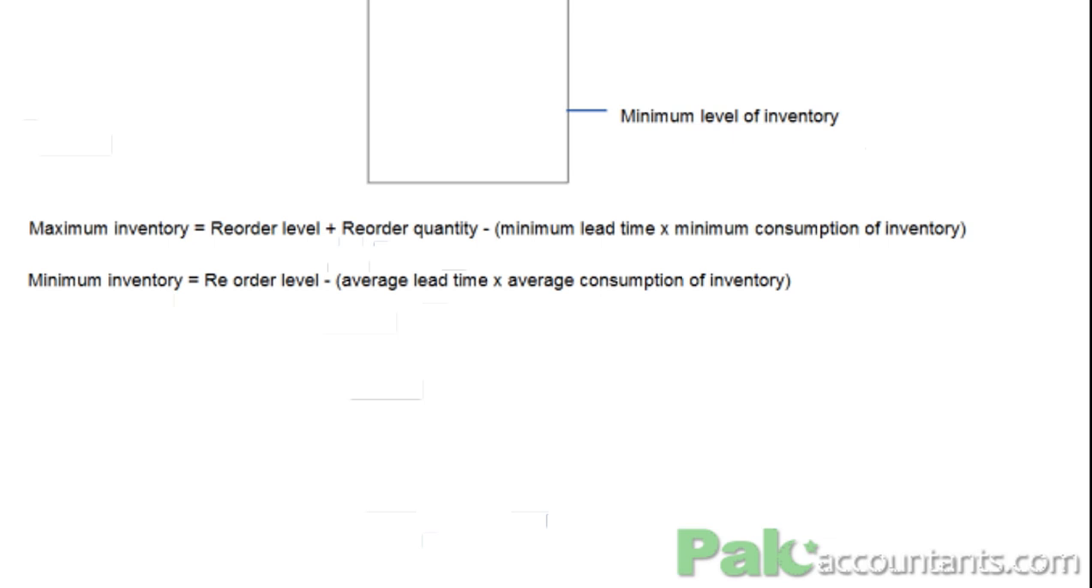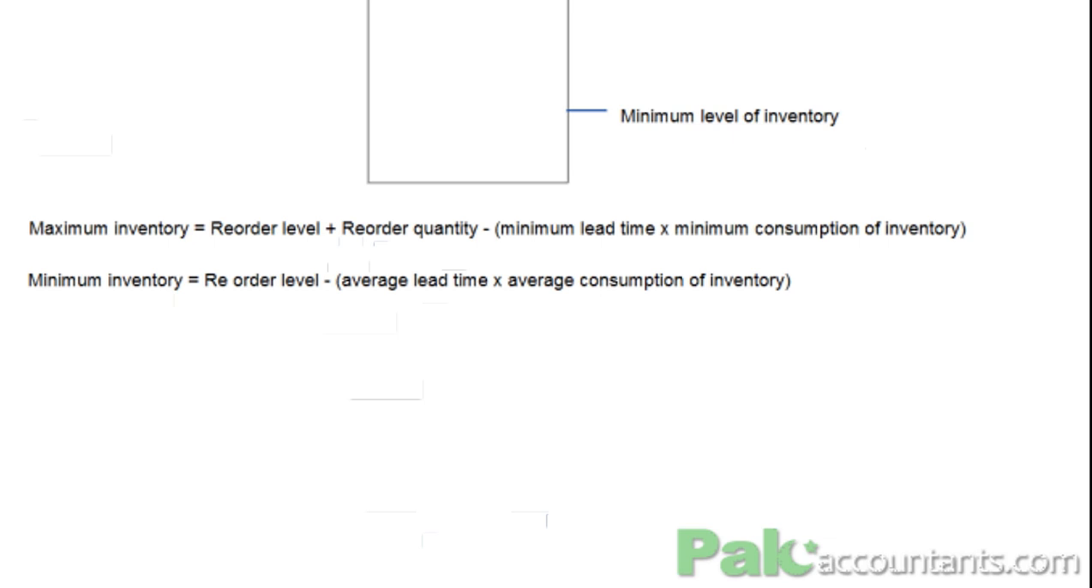When we are calculating minimum inventory, we will not be considering the minimum lead time and minimum rate of consumption. We'll be using what usually is, what most of the time the situation is. That's why we will be using average lead time and average consumption of inventory. Now, we are subtracting the product of average lead time and average consumption of inventory from the reorder level. Remember, reorder level is the amount of inventory at which we place an order.